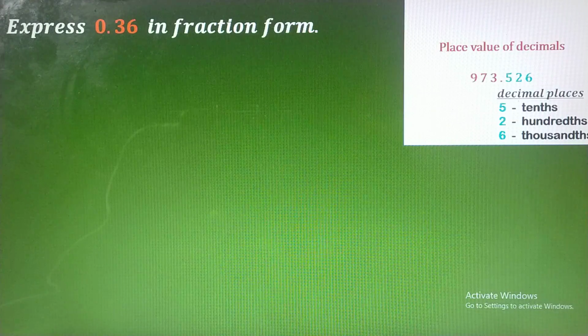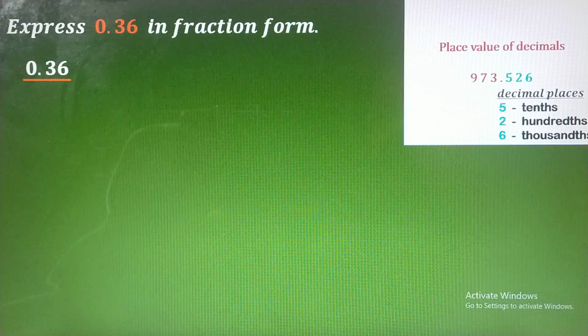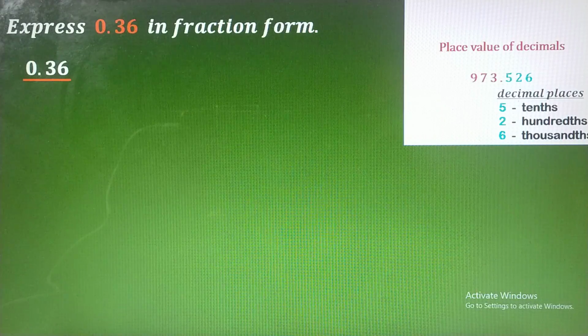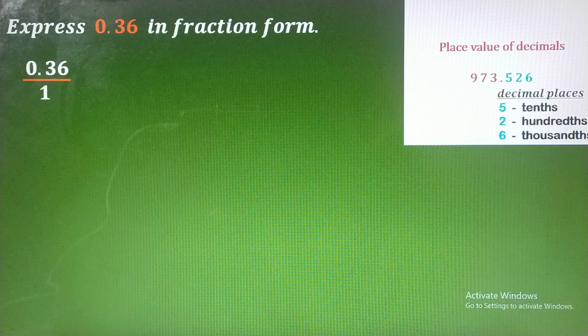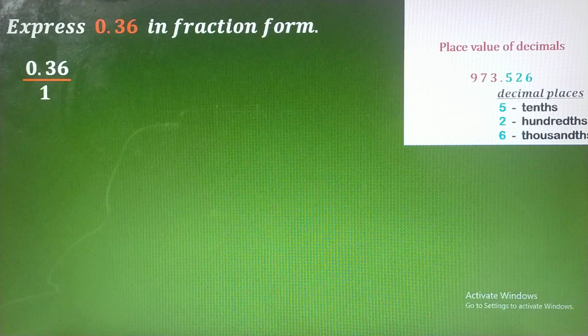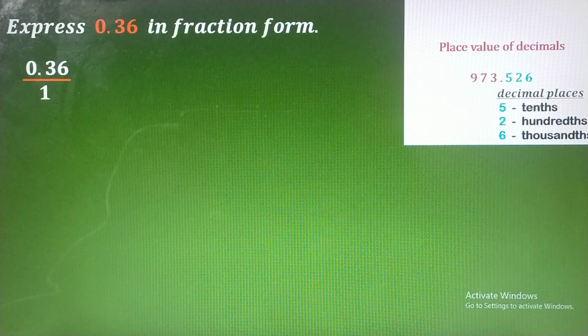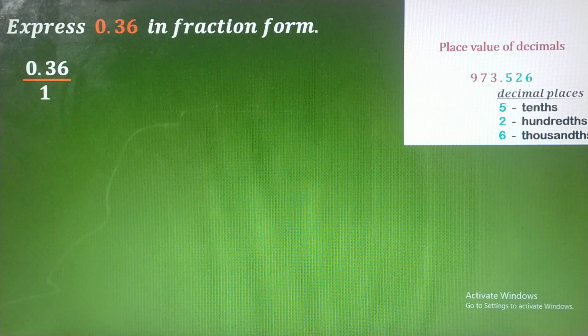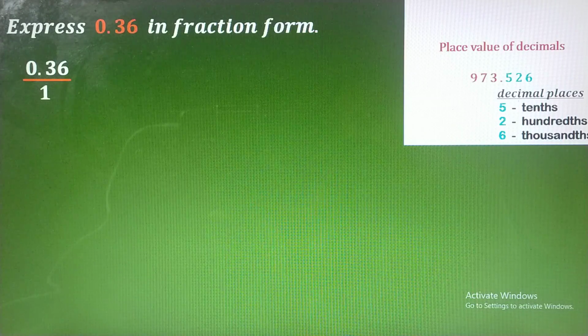Another example. Express 0.36 in fraction form. So, let us have 0.36. Again, every whole number, meron po yung denominator na 1. So, let us put 1 for our denominator. And okay, balikan muna natin. Yung ating decimal places ay dalawa na. So, 0.36 na siya.